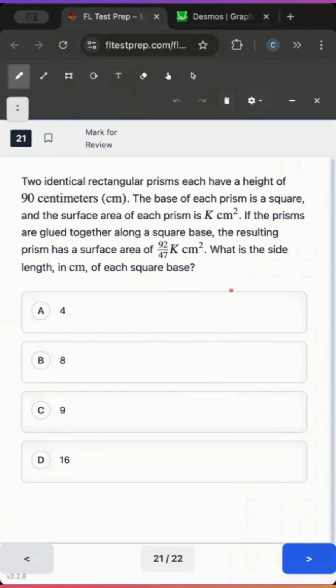If the prisms are glued together along a square base, the resulting prism has a surface area of 92/47 K centimeters squared. What is the side length in centimeters of each square base?